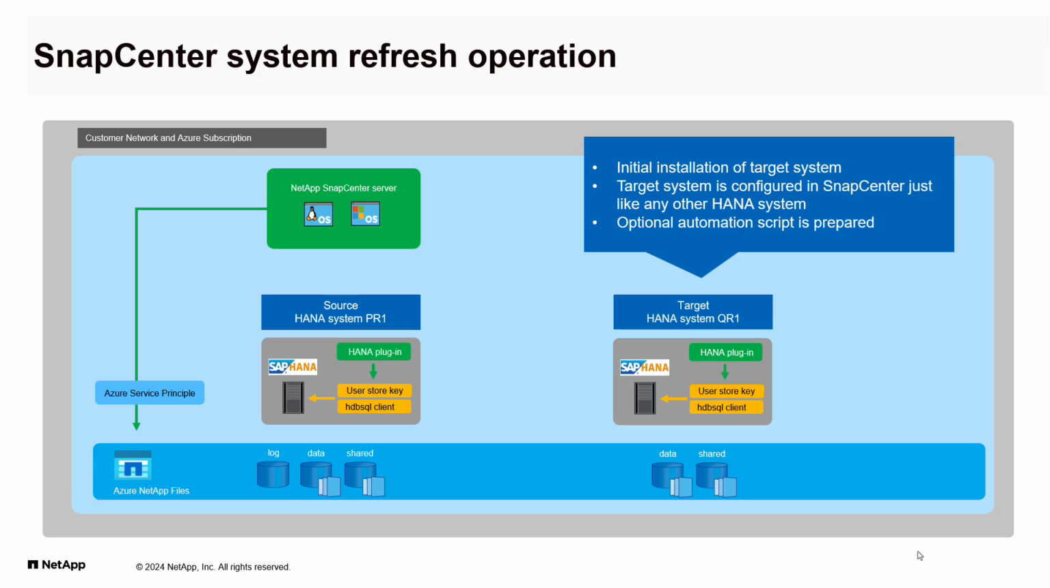First, there is the HANA system PR1, which is used as a source system for our HANA system refresh operation. The system is configured in SnapCenter and snapshot backups have been taken. Our target system QR1 needs to be installed once and needs to be configured in SnapCenter just like any other HANA system. The solution comes with an example script which can be used to execute pre- and post operations like shutdown and recovery of the HANA database. The environment for the script needs to be prepared as well.